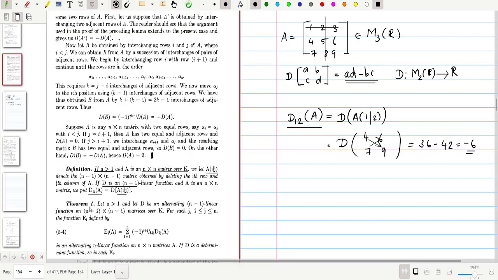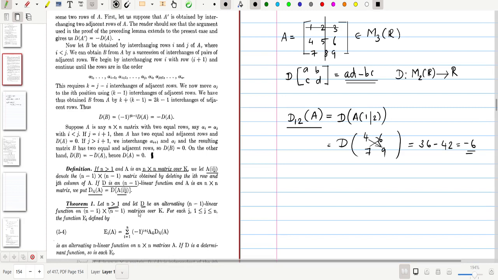Theorem 1 says that: let n be greater than or equal to 1, and let d be an alternating n minus 1 linear functional on M_{n-1}(K), that is, the set of all square matrices of order n minus 1 over a commutative ring with unity K. So d is such an n minus 1 linear function.